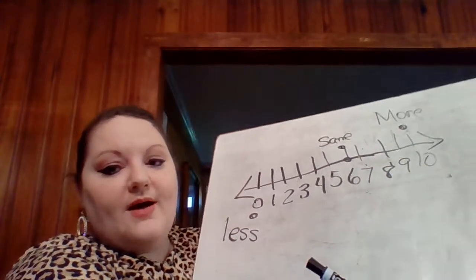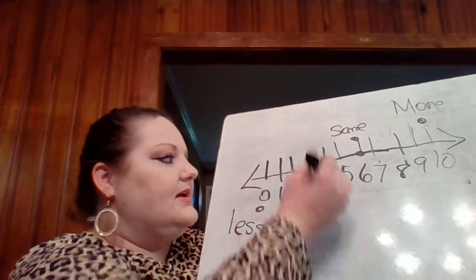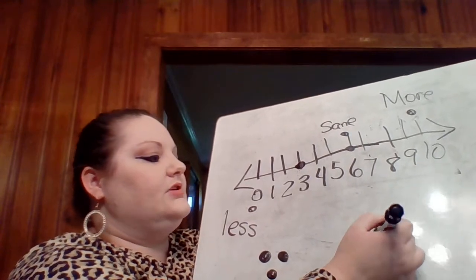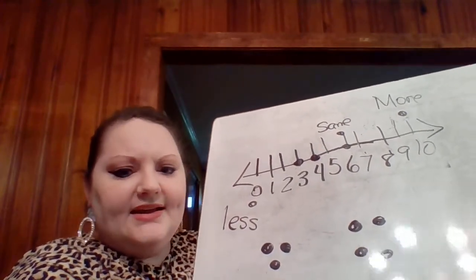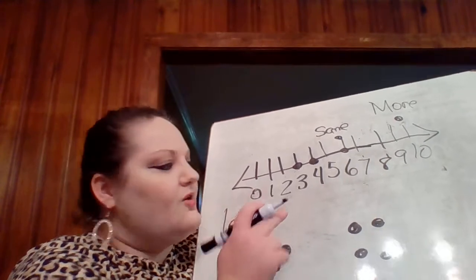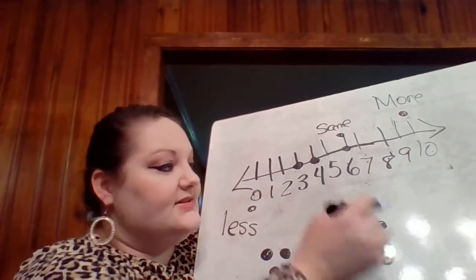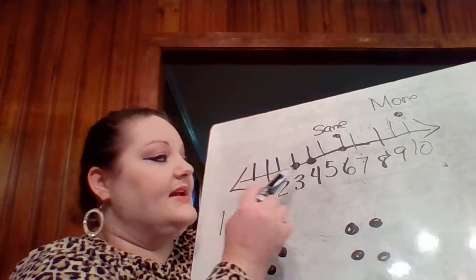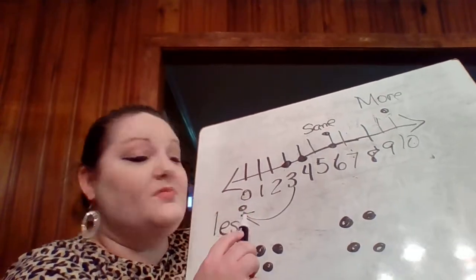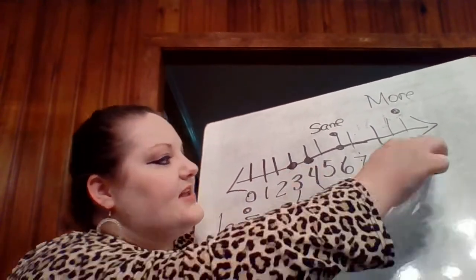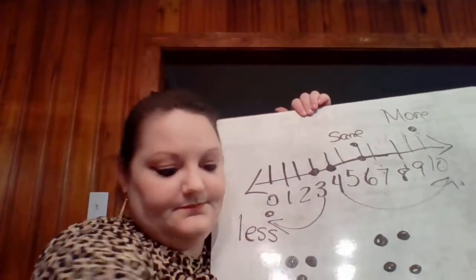Okay? So, I've got 1, 2, 3, and 1, 2, 3, 4. Oh, that one's a little tricky. I got 3 and 4. Okay, well, 4 is 1, 2, 3, 4, 5, 6 numbers to 10, and 3 is 1, 2, 3, 4, 5, 6, 7 numbers to 10. I know 3 is closer to 0, so I'm going to say 3 is less. And 4 is closer to 10, so 4 is more. They are not the same. Okay?